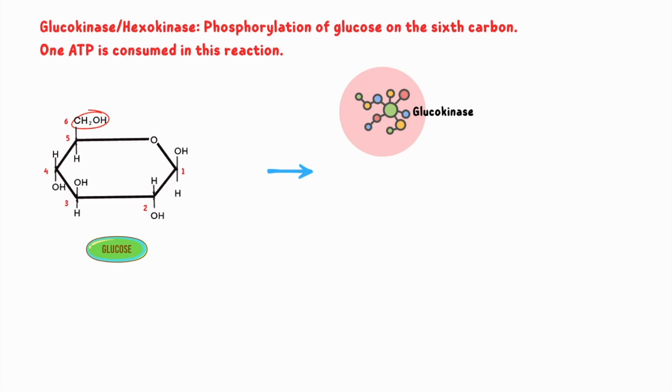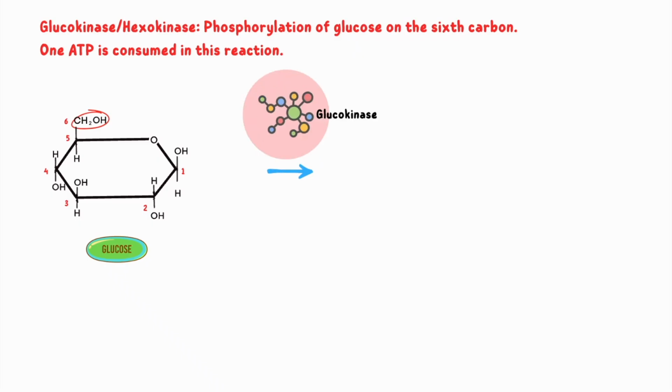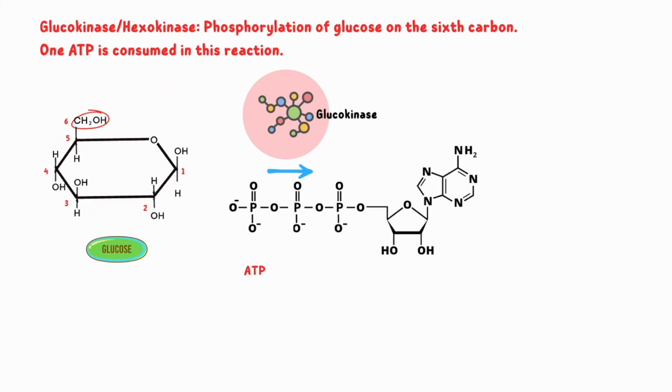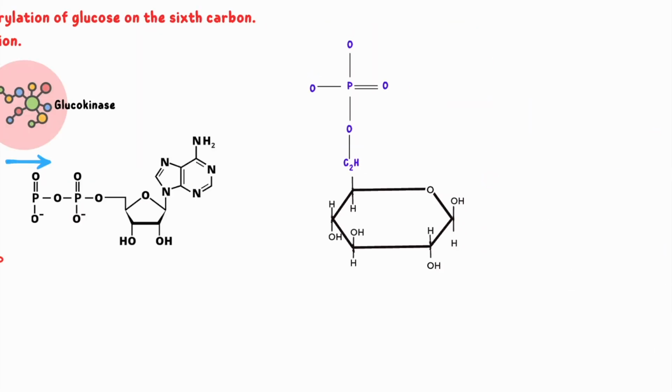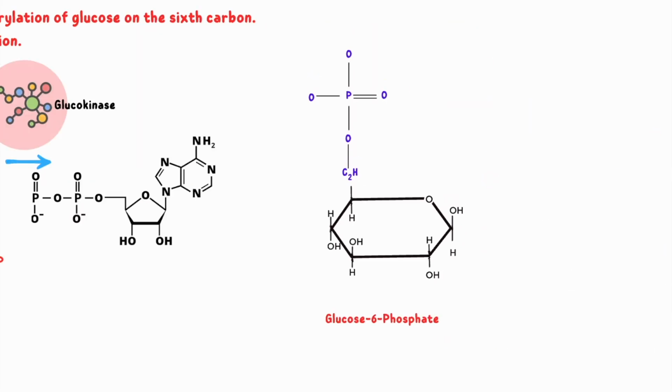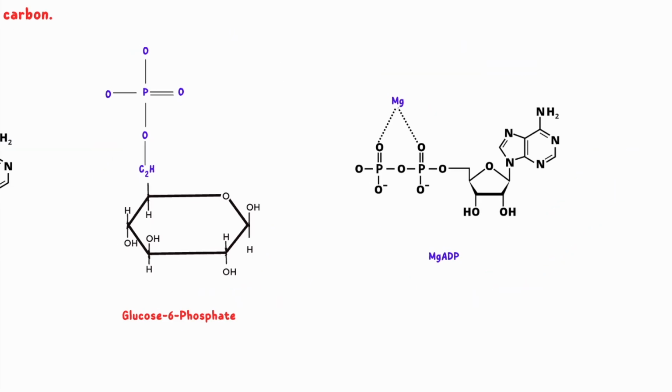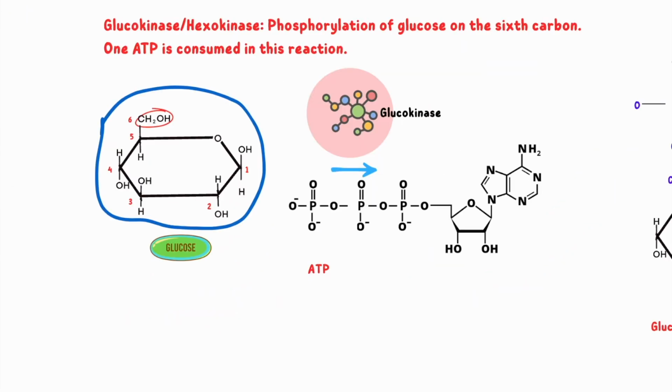The enzyme glucokinase combines with its substrates, that is glucose and ATP, and the phosphate group from the ATP is transferred to the 6th carbon of the glucose, converting it into glucose 6-phosphate and ADP. This reaction also requires the magnesium ion, which stabilizes the negative charge on the phosphate group of the ADP. The presence of the phosphate group makes the glucose molecule less stable and more reactive, activating it for the further steps of the metabolic pathway.